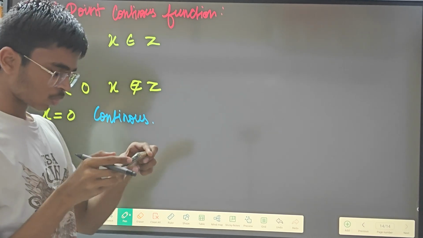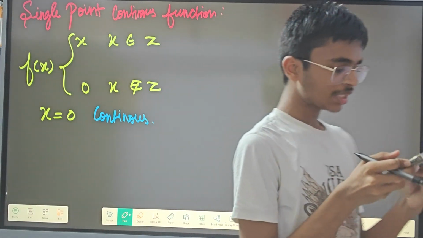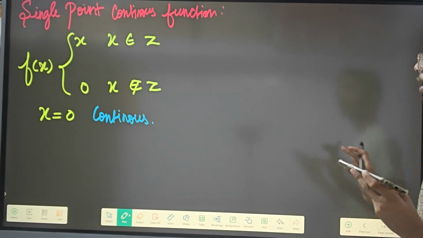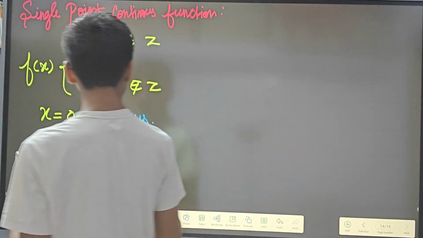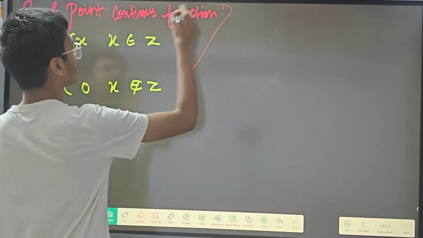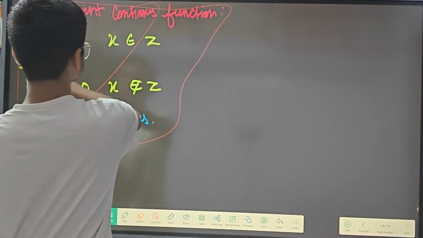So I think still one more concept is there: the intermediate value theorem. This theorem is a little bit bigger than the concept that we have in our portion.